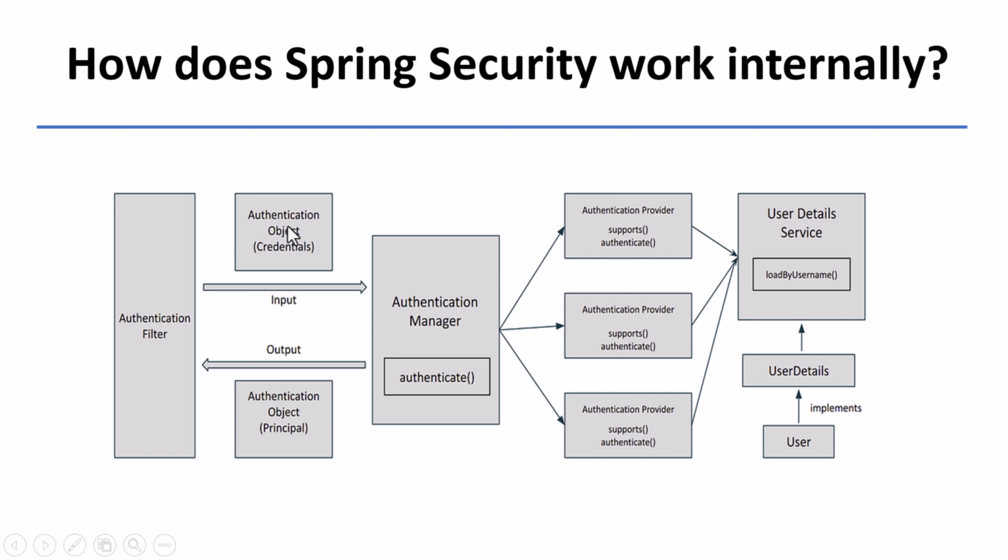Now this Authentication Object is sent to the Authentication Manager. The Authentication Manager doesn't validate anything by itself. Instead, it's like a traffic controller. It delegates the work to one or more authentication providers. Each authentication provider is designed to handle a specific kind of login. For example, one provider may handle username and password. Another might handle OAuth 2 tokens, and another could support LDAP authentication.